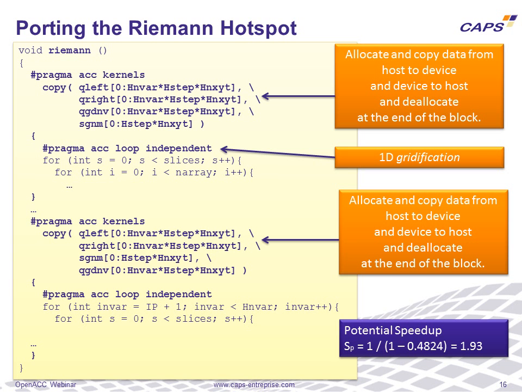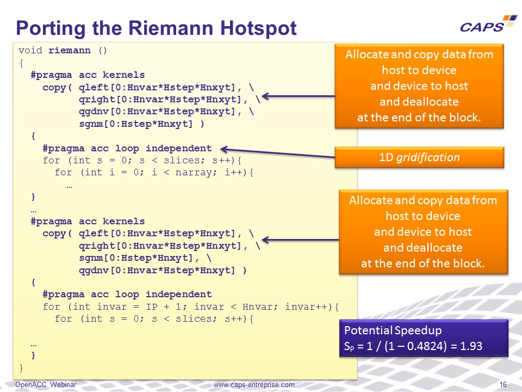Let's get back to our example. In the Riemann function, two compute-intensive loop nests may be offloaded onto the GPU. We can port progressively both hotspots with OpenACC kernels regions. The copy clause specifies the size of the arrays to allocate and to copy from the host when entering the kernels region. This data will be copied back and deallocated from the device when exiting the region.